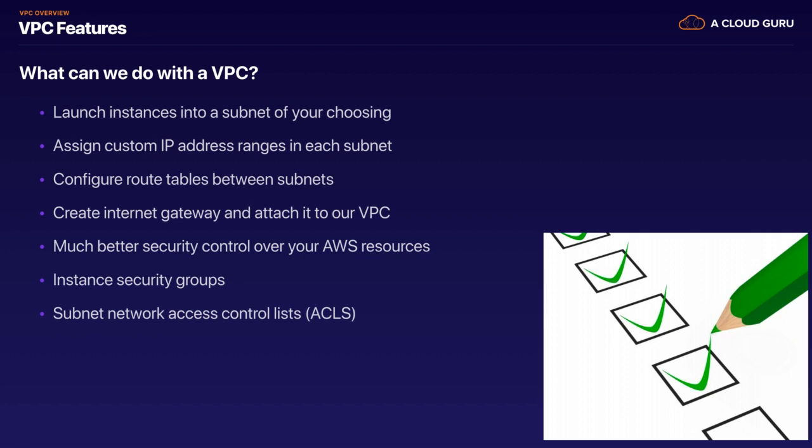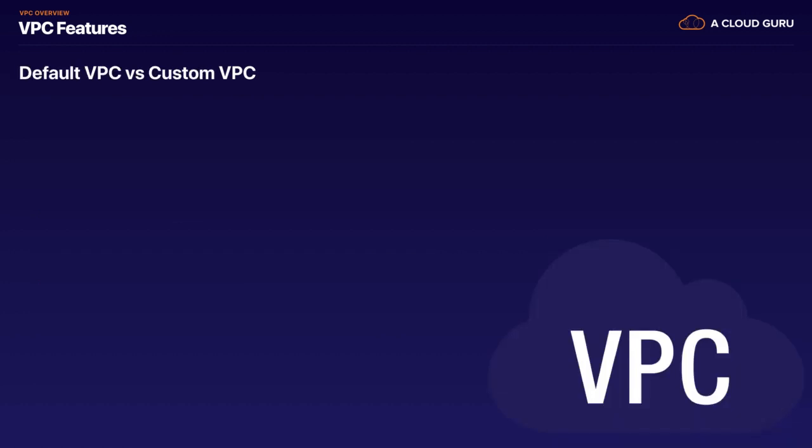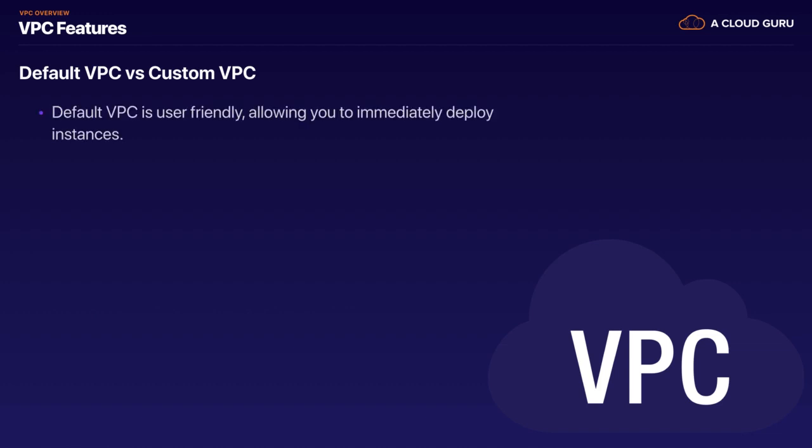So in all the rest of the sections of the course, we have been using our default VPC. And what we're going to do in the next lecture is we're going to create our own custom VPC. And you might be wondering what the difference is between a default VPC and a custom VPC. Well, the default VPC is super user-friendly. It allows you to immediately deploy instances.